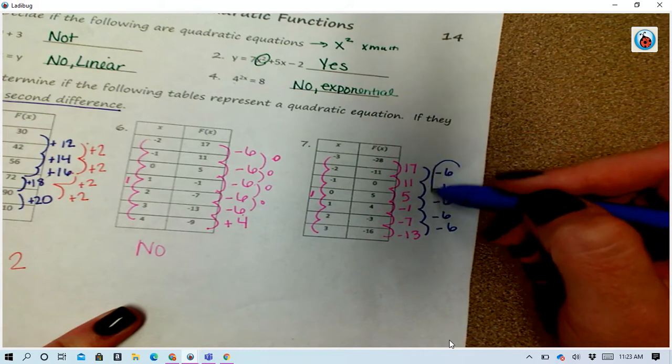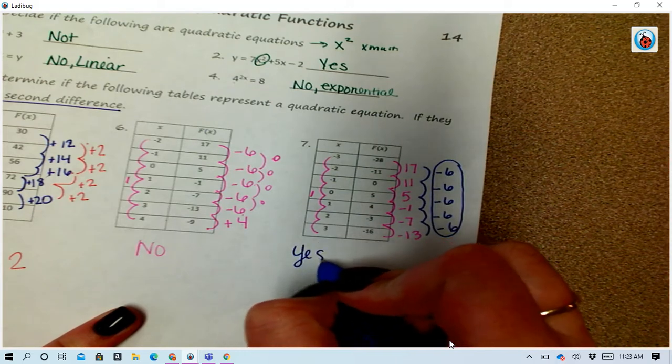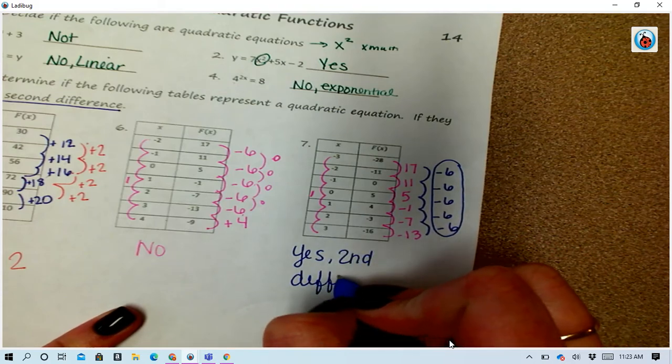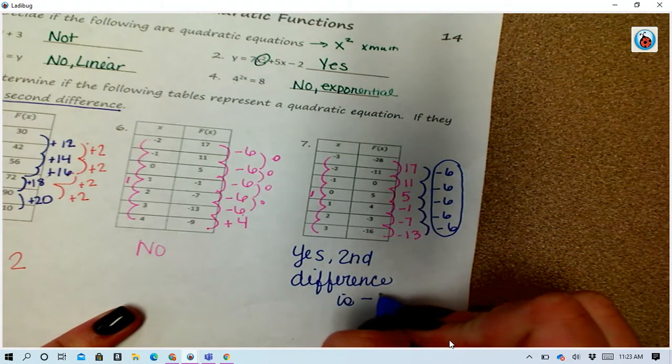So this does have a second difference pattern here. So is this quadratic? Yes. Our second difference is negative 6.